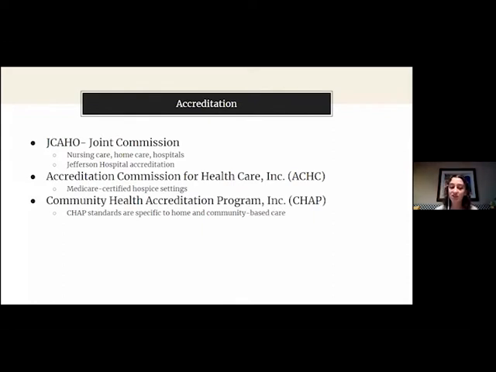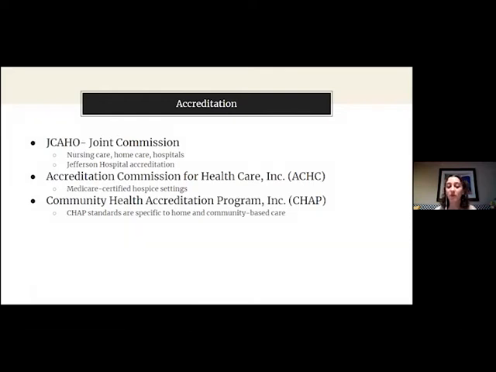The JCAHO, or the Joint Commission, is the body used for nursing care, home care, and hospitals nationally. This particular organization is the accrediting body for Jefferson Hospital. The Accreditation Commission for Healthcare is often utilized for the accreditation of Medicare certified hospice settings. Finally, the Community Health Accreditation Program is specific to home and community-based care.